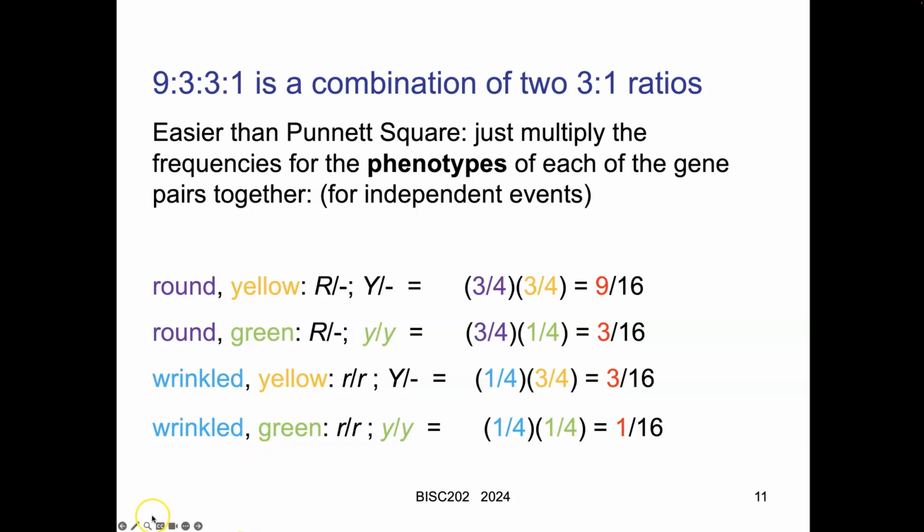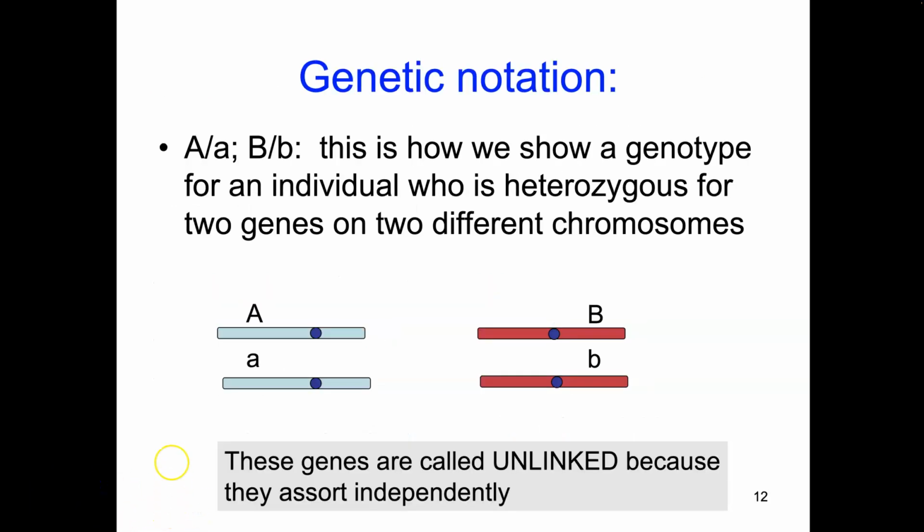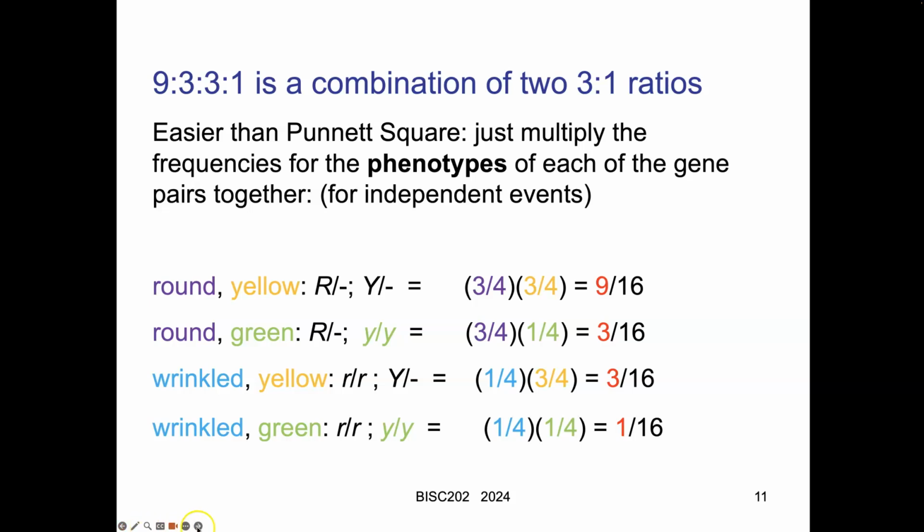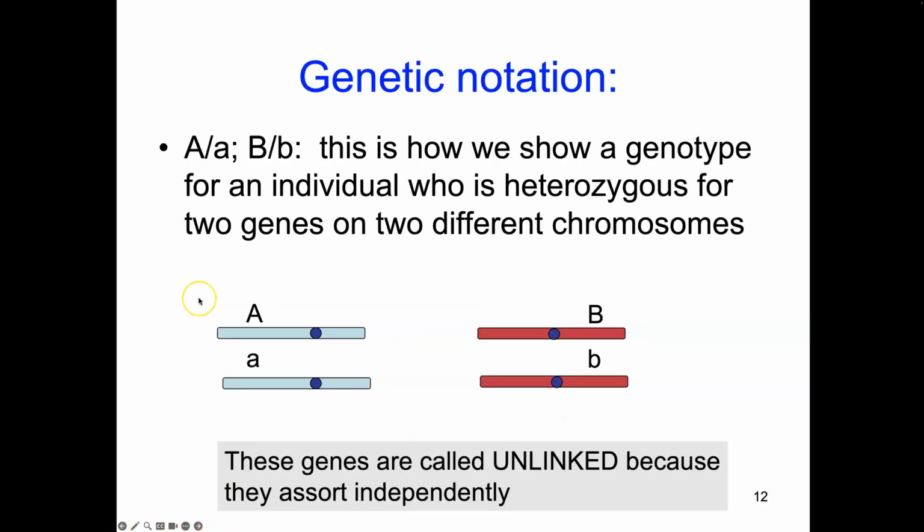This is a continuation of the prep for lecture 13. We just finished talking about the 9:3:3:1 ratio and where it came from. And I just want to talk quickly about genetic notation.